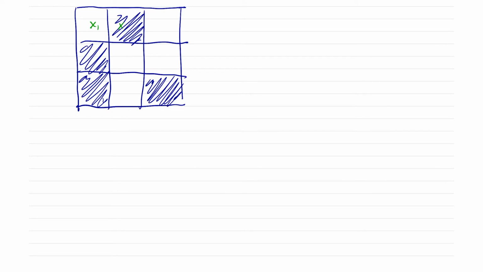Okay. So then let's go ahead and start labeling these. So it's going to be x1. This one is going to be x2. This one is x3. This one is x4. This one is x5, x6, x7, x8, and here we get x9. Okay, so now let's take a look.